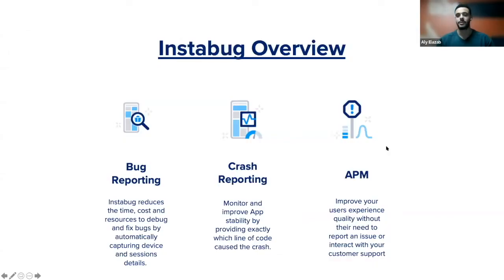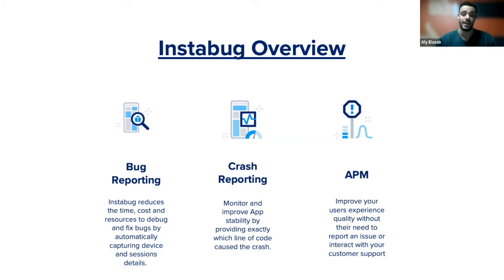The demo we're going to do today is going to cover three main products. First, bug reporting. Bug reporting is a product that can be used both on beta for beta testing, to make sure you're shipping quality applications, and on live production to collect feedback from users as well. It reduces the time, cost and resources to debug and fix the issues, as you get to see the step-by-step user's journey up until the moment they encountered a bug, and then you'll be able to recreate it and solve it.